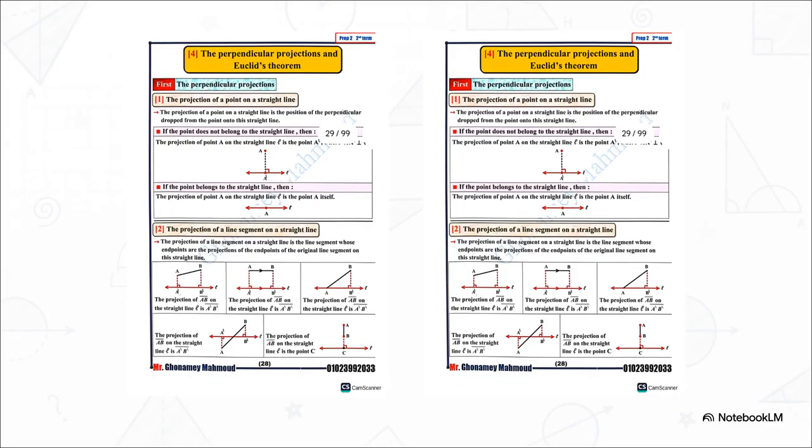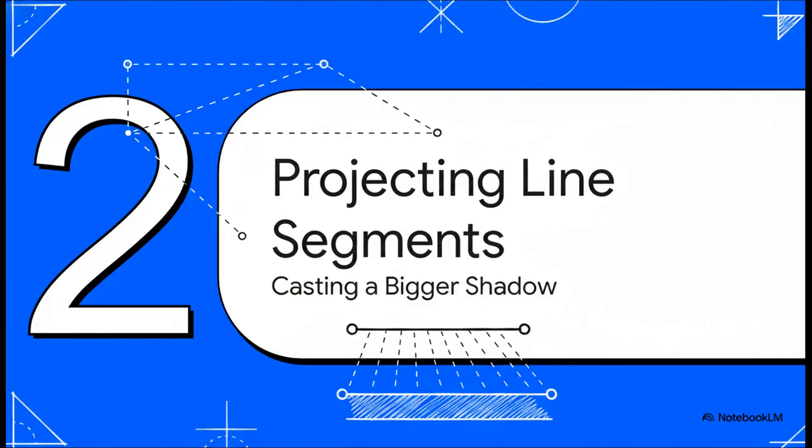So this really only plays out in two ways, and they're both super simple. If your point, let's call it A, is floating above the line, its projection, which we'll call A prime, drops right onto that line. But what if point A is already on the line to begin with? Well, then it's its own shadow. It doesn't go anywhere. Its projection is just itself. That's it.